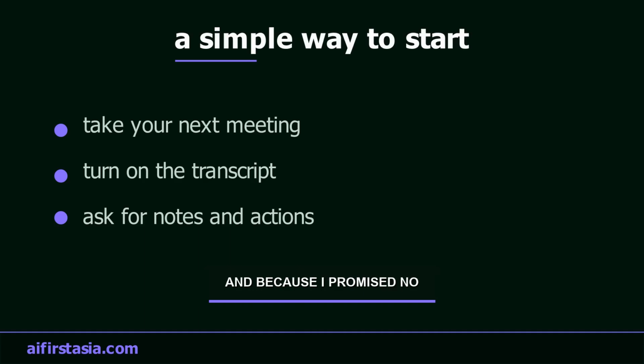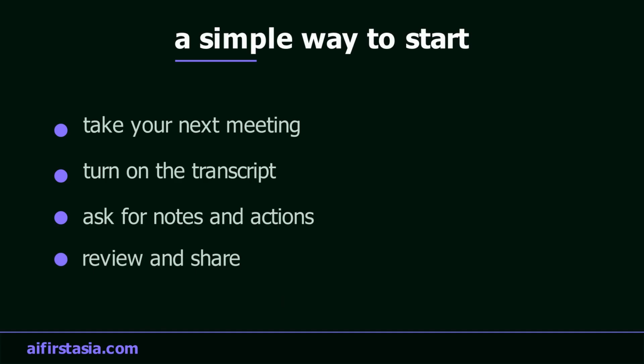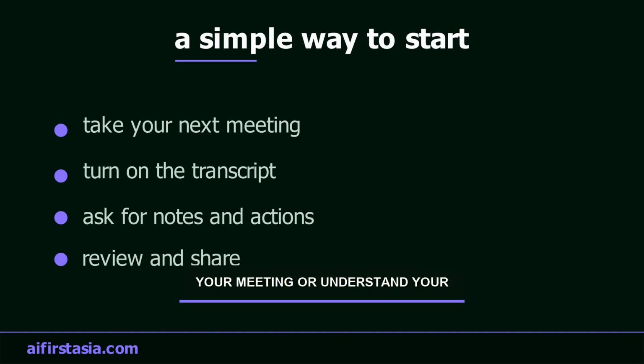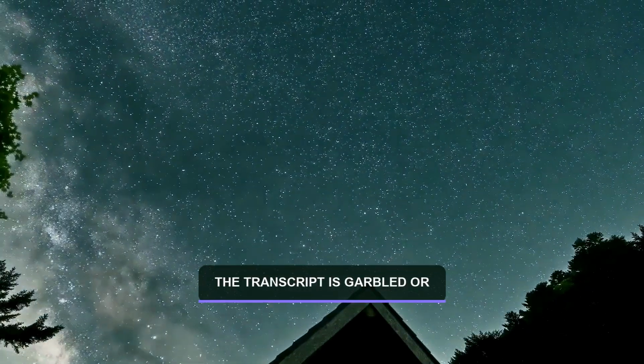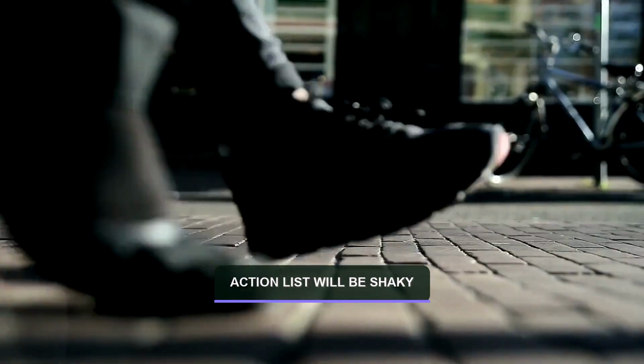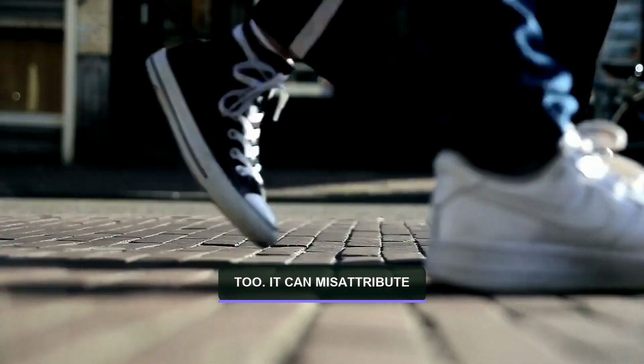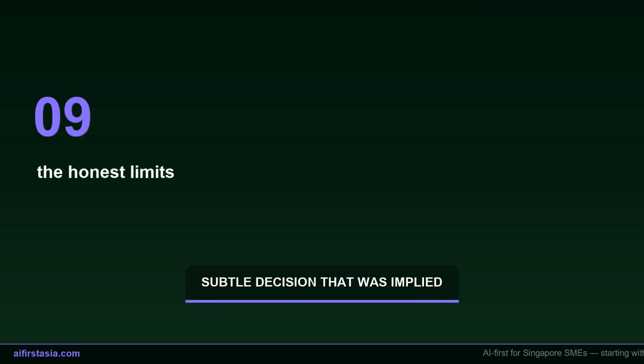The honest limits. Because I promised no hype, here are the honest limits. The AI does not attend your meeting or understand your business the way you do. It works from the record you give it. So if the transcript is garbled or your notes are thin, the action list will be shaky too. It can misattribute a task or miss a subtle decision that was implied but never said plainly, which is exactly why the review step is not an optional extra.